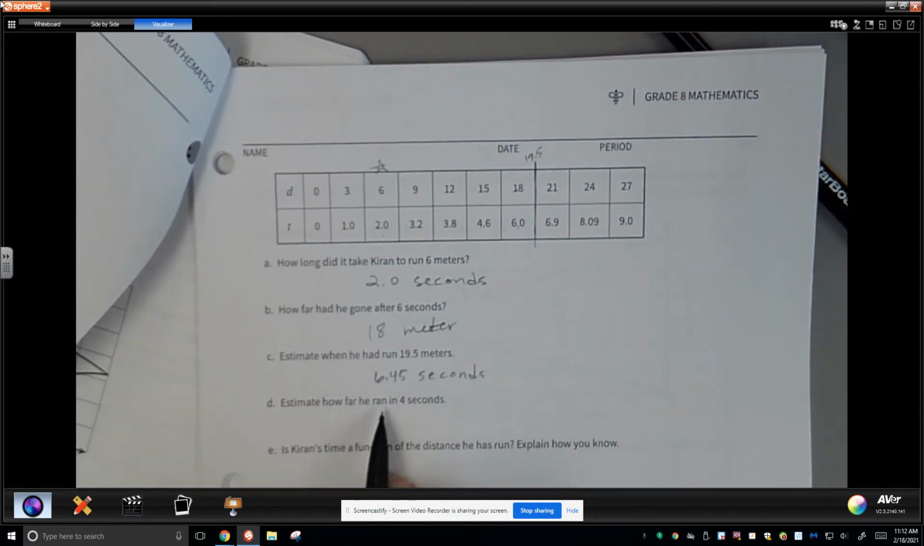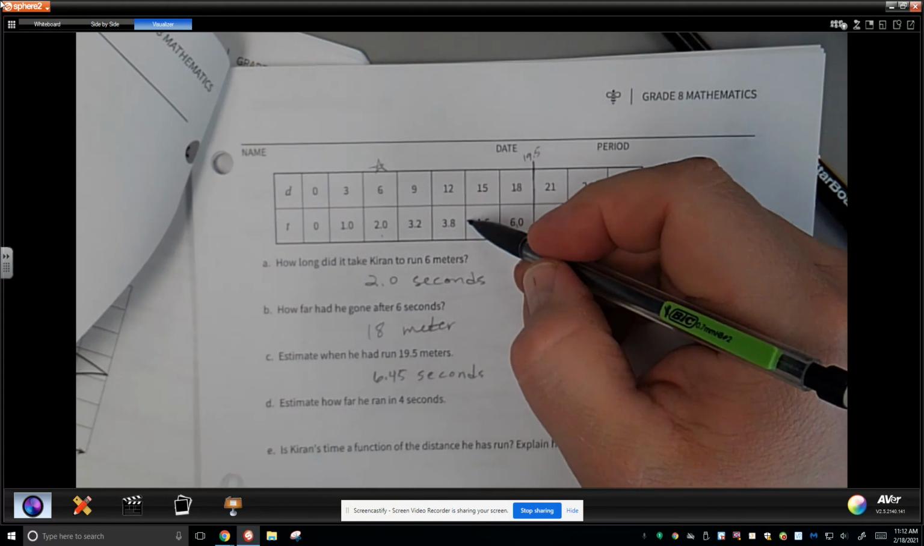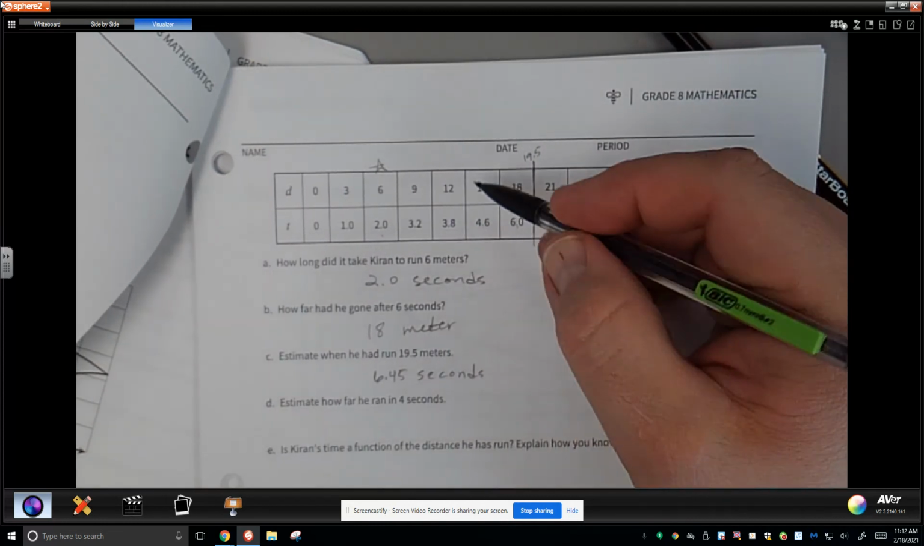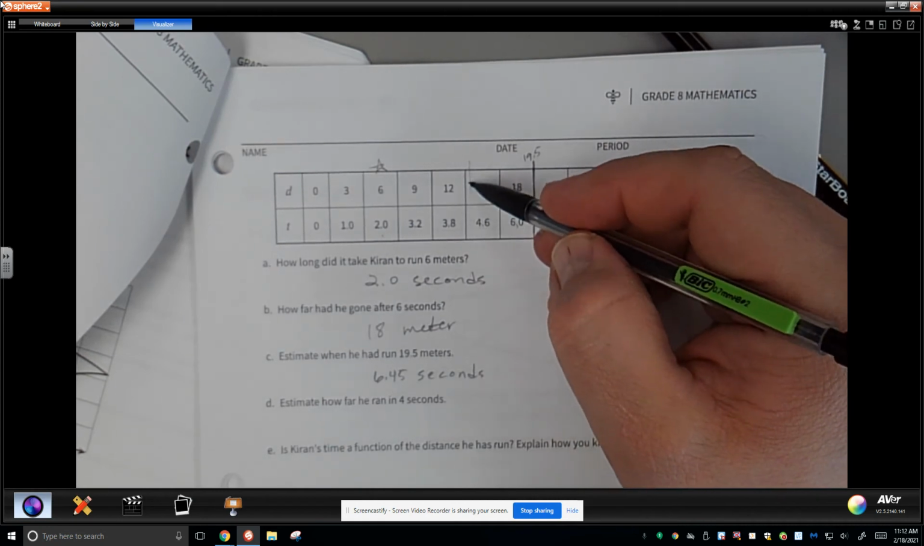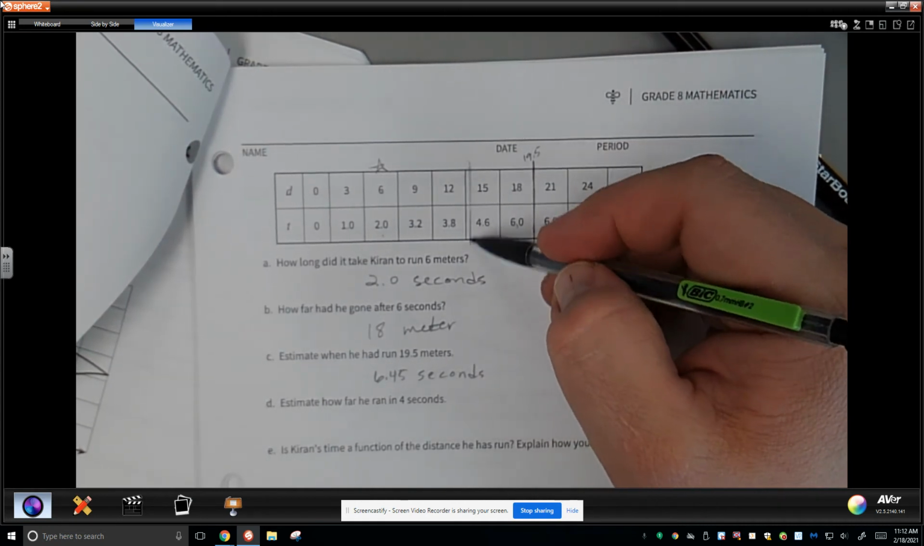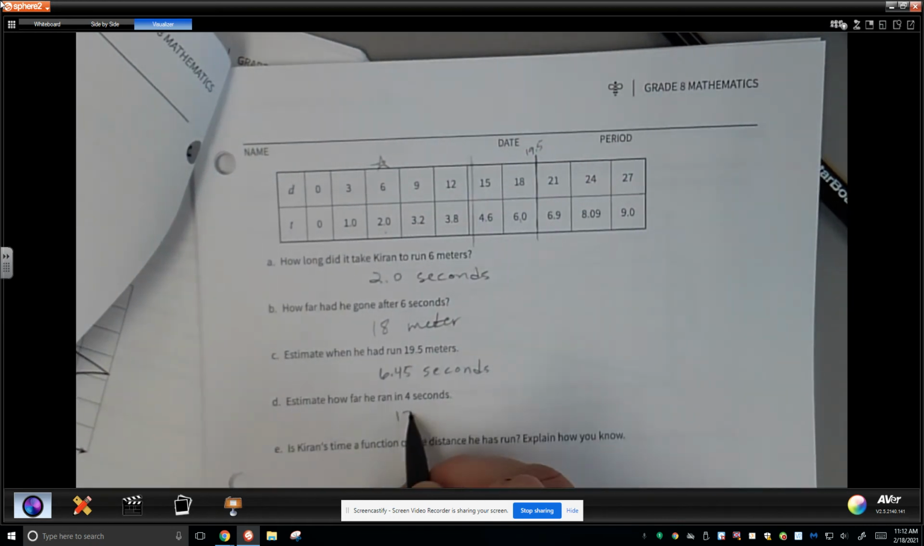And if we talk about how far he ran in 4 seconds, I'm going to be looking for 4 seconds. 4 seconds is somewhere between 12 and 15. It's not right in the middle of 12 and 15 because the 4 seconds is going to be closer to this 4 and 6 tenths. I would estimate this is more like 13.5 meters.